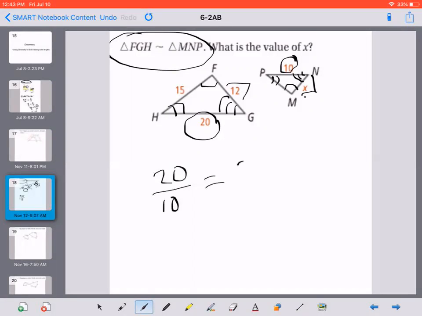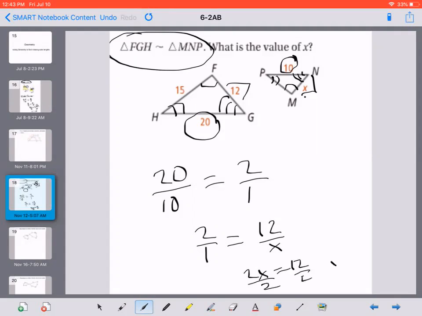And so we see our scale factor is 2-to-1. Now notice, we want to find X, and X is in between its 3 scratch, 1 scratch. So MN is corresponding to FG. But notice in our original comparison, we went big to little. So we have to continue going big to little. So 12 to X. And now we can use our properties of proportion. Product of the means equals product of the extremes. And then you can solve, and X is going to equal 6.